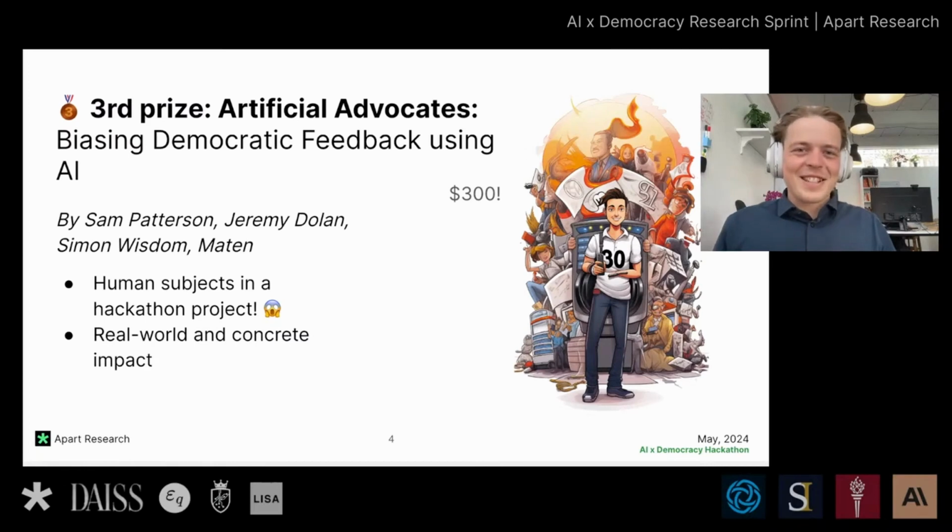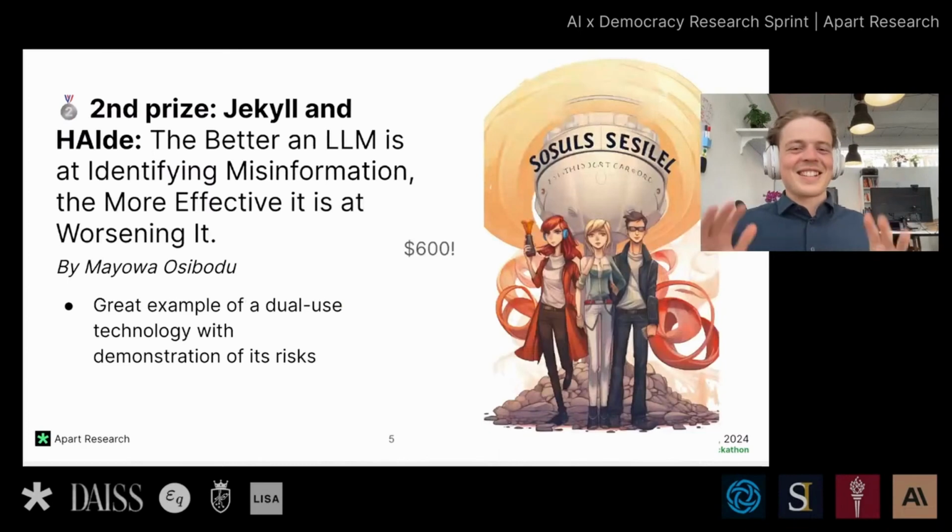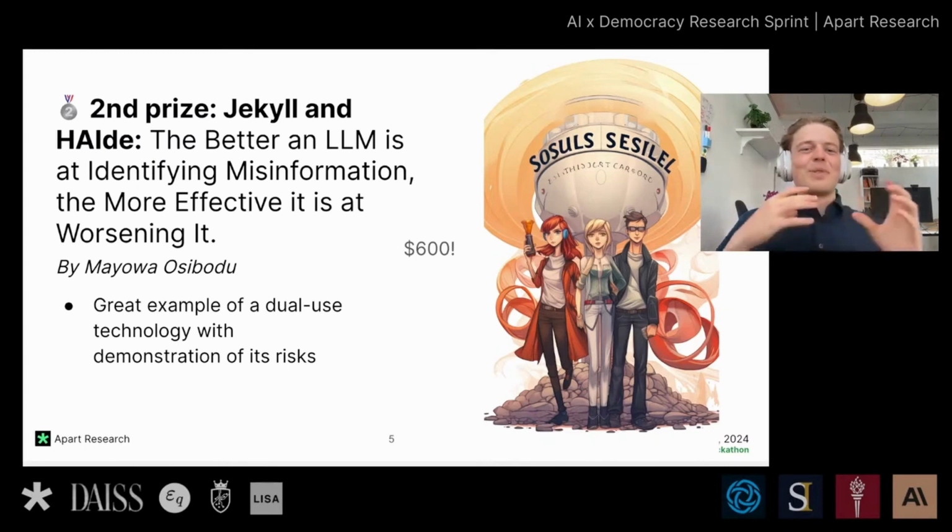On the second spot, we have Jekyll and HAIde. Majora, unfortunate with the microphone not working and the Wi-Fi and so on, but congratulations so much for this second prize. And as mentioned in the short overview I just gave, the better an LLM is at identifying misinformation, the more effective it is at worsening it. So it's a great example of this dual use technology, where you have both the white hat, black hat, or the good and the bad in there.